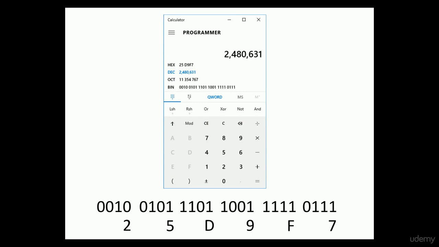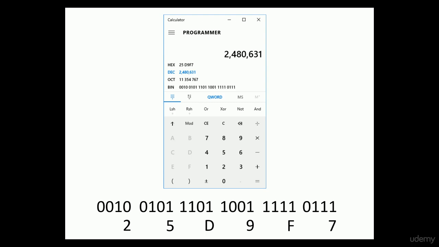When you type in 2,480,631, you'll see that big long binary number at the bottom, but you'll also see 25D9F7 at the top. Again, these numbers are very easily related because they can be grouped together, unlike decimal, which you actually have to do the addition to convert between.